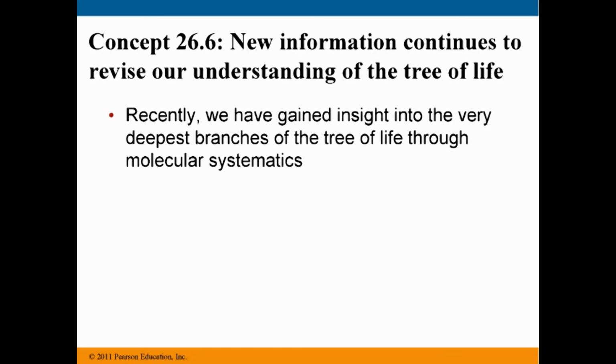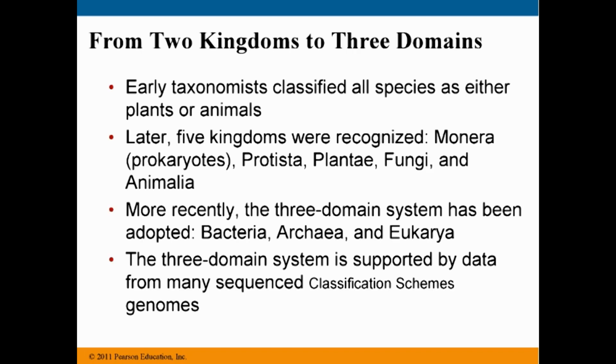organism is. So the last concept here: new information continues to revise our understanding of the tree of life. So molecular systematics, looking at the sequence of DNA, looking at the sequence of amino acids within proteins, this is our molecular systematics, and this has completely changed how we classify organisms. It's man-made, and it changes, and I've mentioned that before. We went from 2 kingdoms to 3 domains.